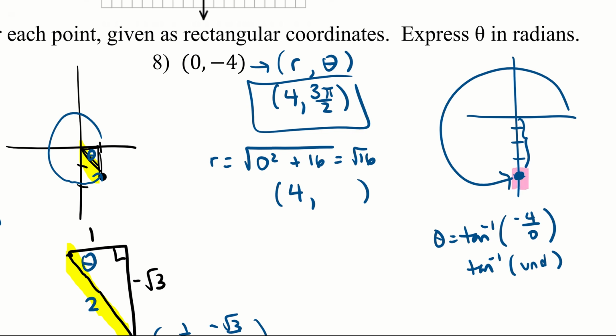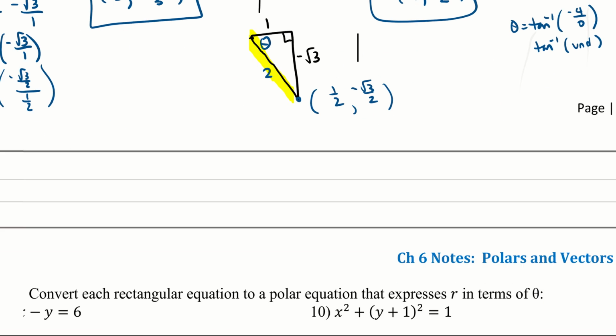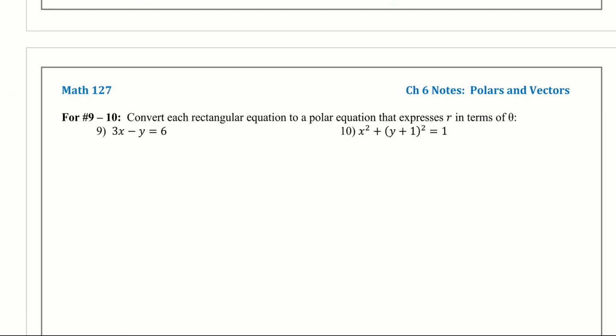So we would be either looking at here or here. This is where the picture is helpful. We know that we're down on this negative side of the y-axis. So this would have to be at 3 pi over 2. All right, on to the next page.